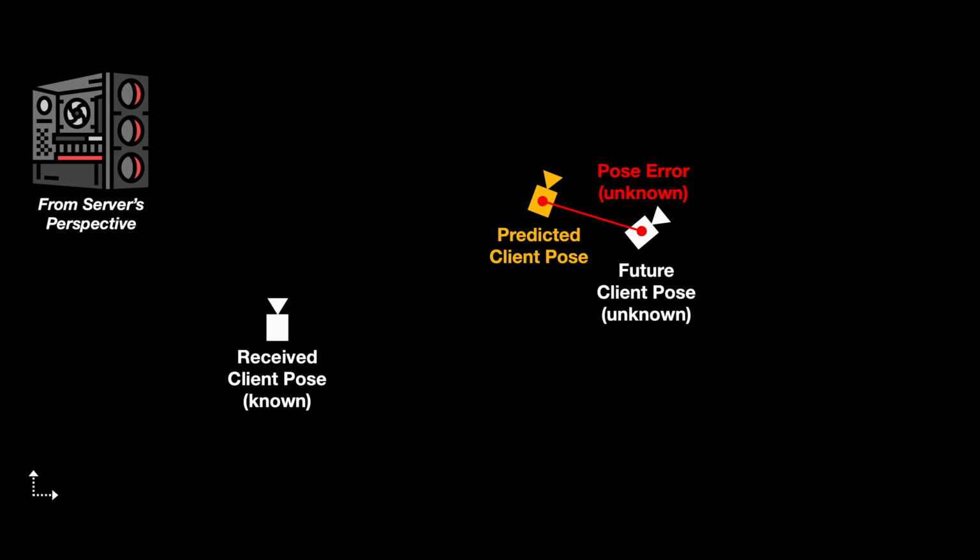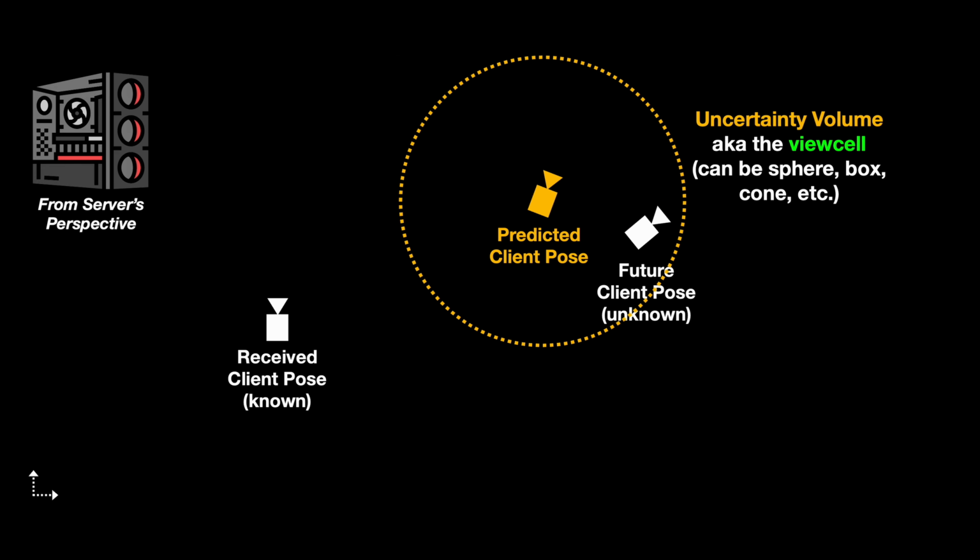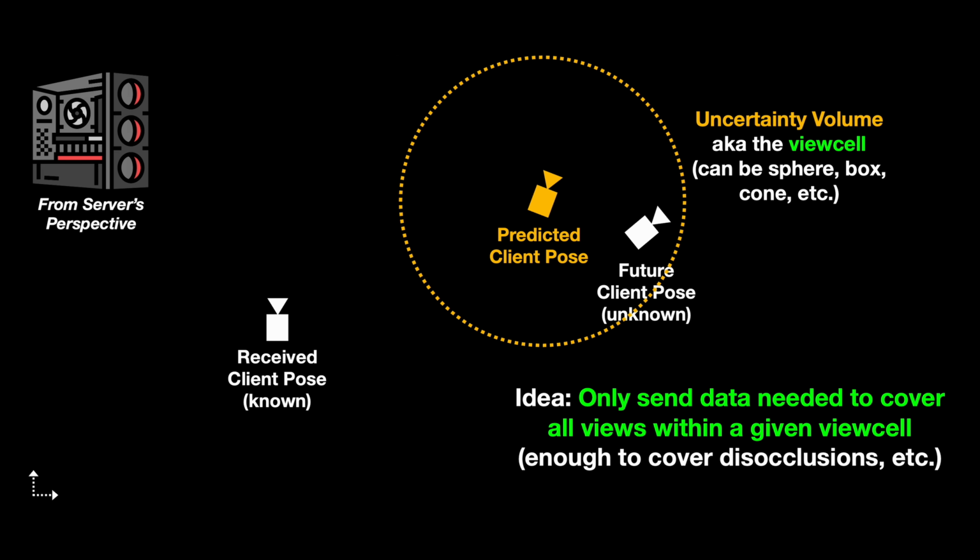Upon receiving the client pose, the server must predict the future pose the client will occupy by the time it receives the rendered result. The server can use pose prediction to estimate the future pose, but this estimate can be inaccurate at high latencies. Instead, the server can define an uncertainty volume, a region centered around the predicted pose, that encompasses where the client could potentially be. The server then only needs to determine and transmit geometry that is visible from all viewpoints within the uncertainty volume, also called the view cell.